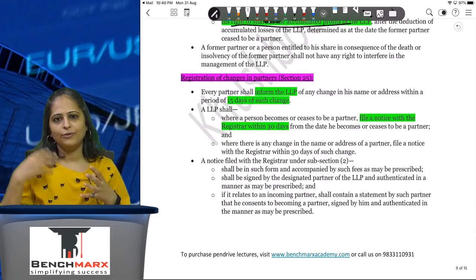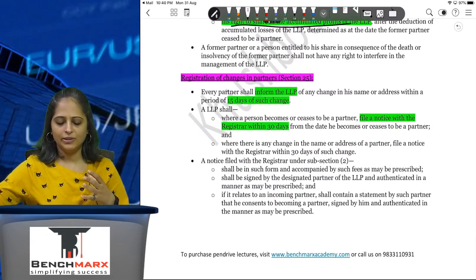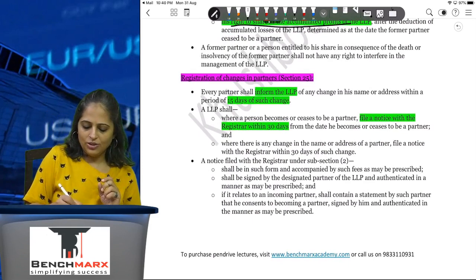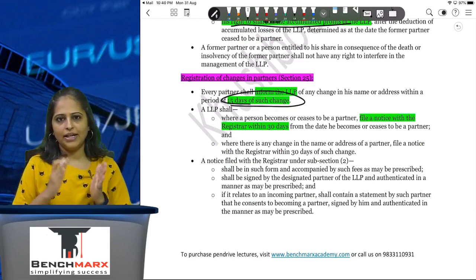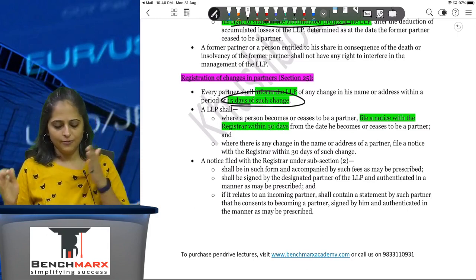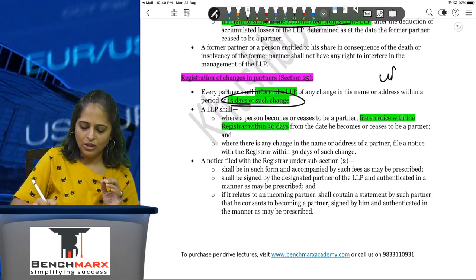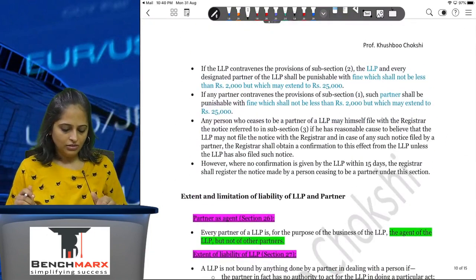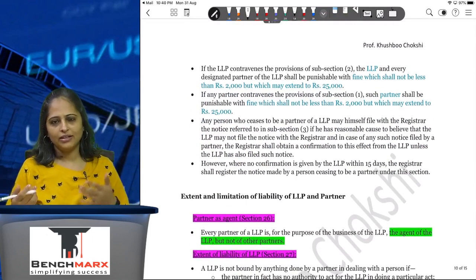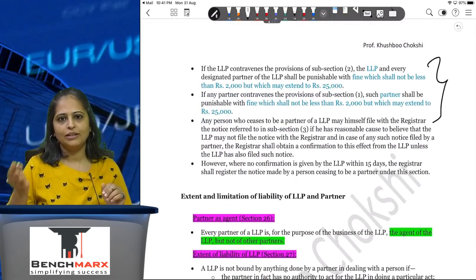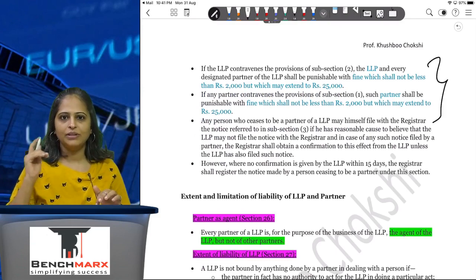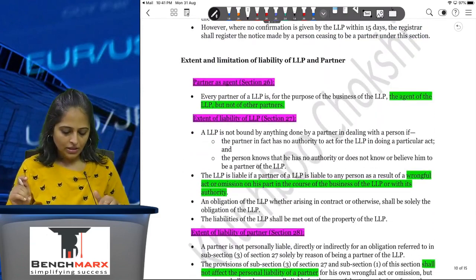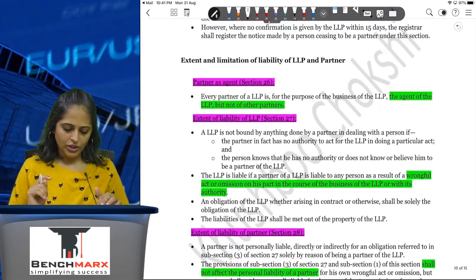Now, registration of change in partnership. I said you have to inform the LLP, and the LLP will inform the registrar. So the partner has to inform the LLP within 15 days, and the LLP has to inform the registrar within 30 days. Okay. Then if you don't do that, again there are penal consequences. Both the LLP and the partner, the designated partners, will be held liable if the compliances are not done.